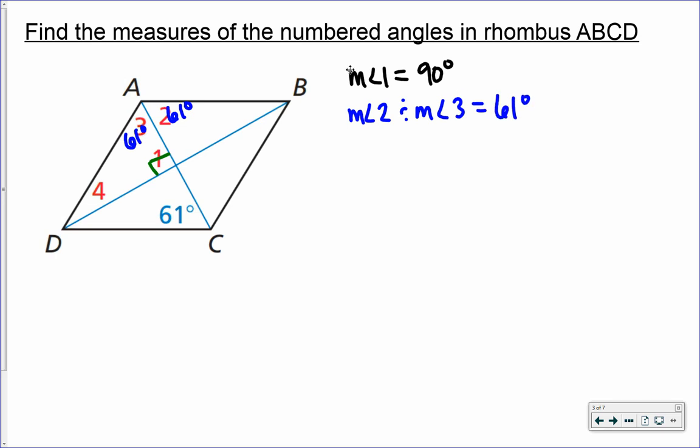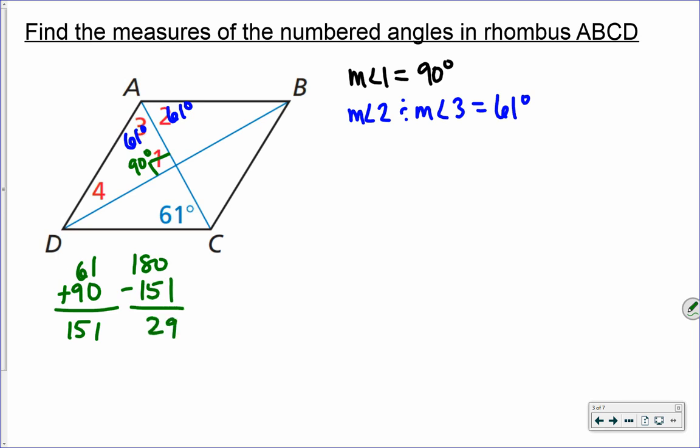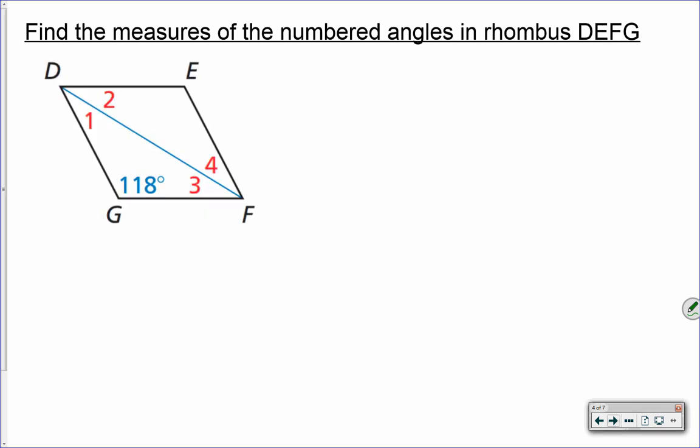And our very last one, we can use the triangle sum theorem. We can say 61 plus 90, which is 151, and we can subtract that from 180, and we get 29. So the measure of angle 4 is 29 degrees. So that triangle sum theorem is popping back up, and we can use that to find the measure of angle 4.